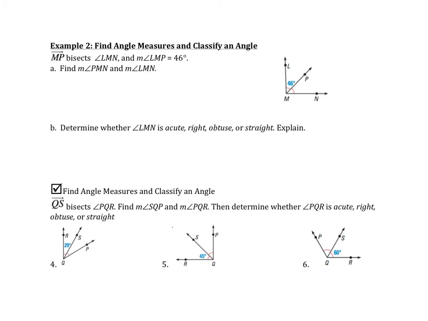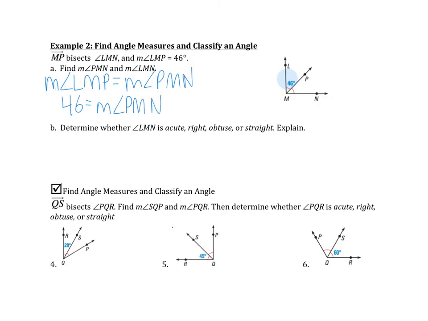Next part, we're going to find angle measures and classify an angle. Now we're told that MP is a bisector. We're only given the little angle, LMP. Well, I know the measure of LMP equals the measure of PMN. So 46 equals the measure of PMN.